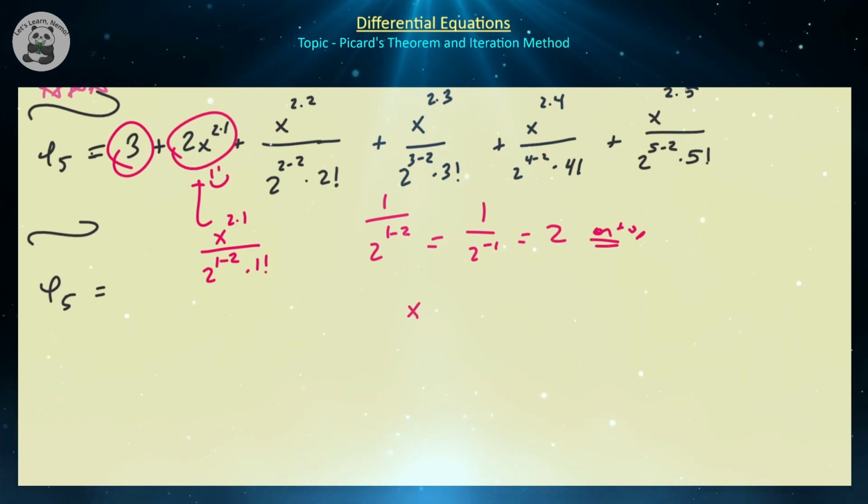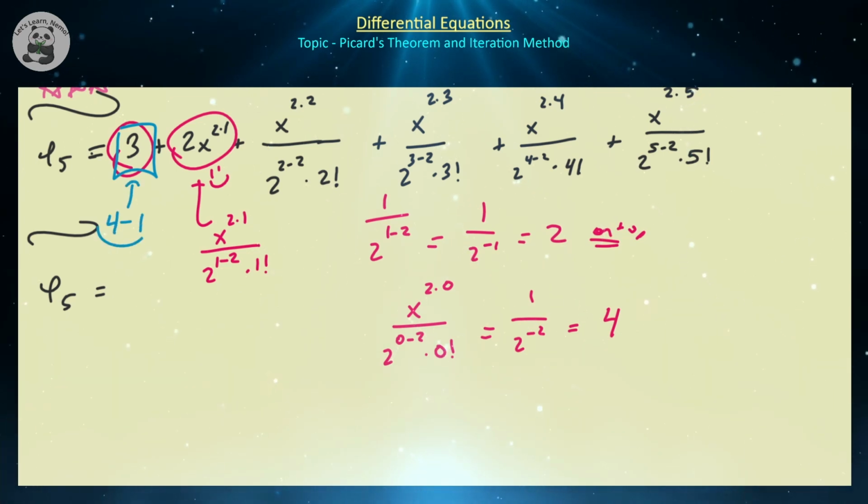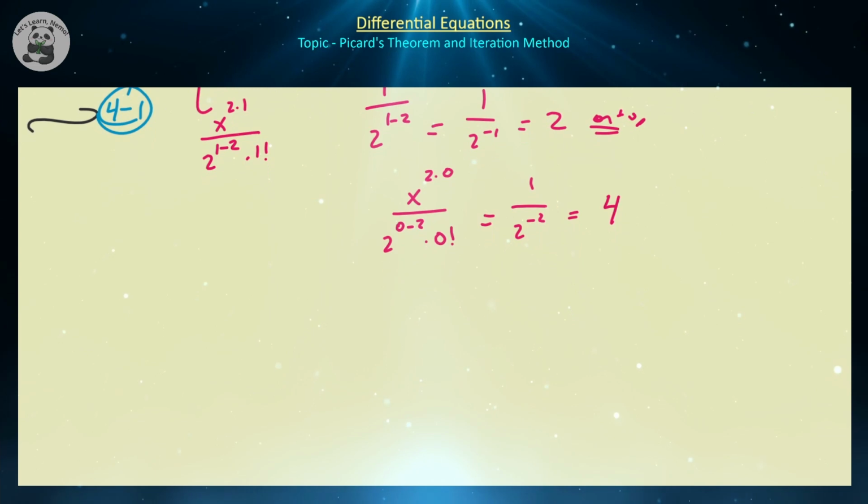So what about that first term? Well, that would be equal to x to the 2 times 0 all over 2 to the 0 minus 2 times 0 factorial, which would be equal to 1 over 2 to the minus 2, which is equal to 4. But it's not 4, it's 3, right? So we can always represent 3 as 4 minus 1 in order to sort of force the pattern into that particular expression, right? Which is what we're going to do.